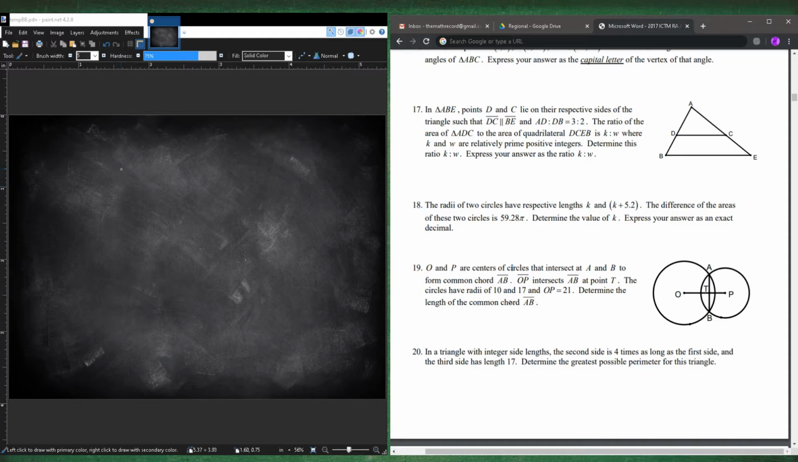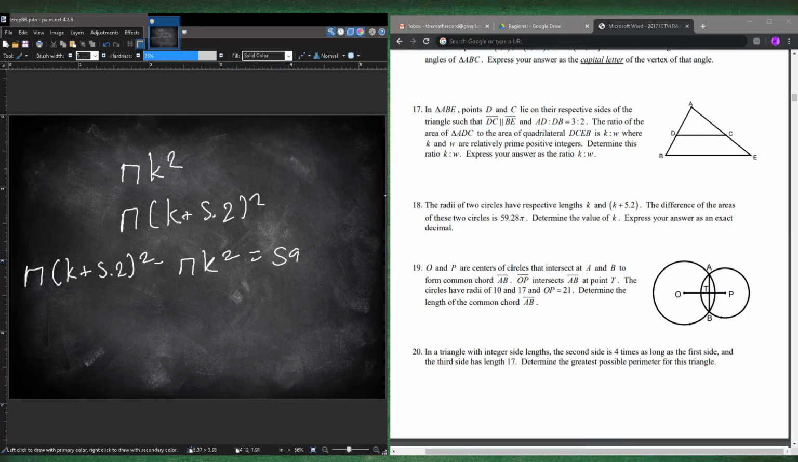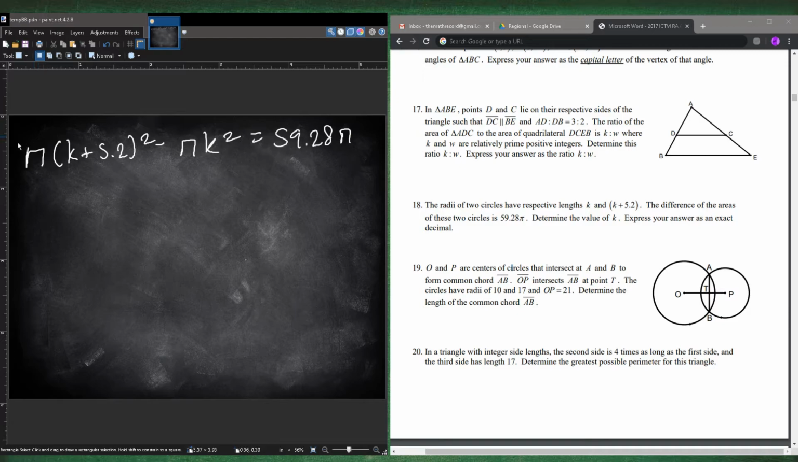So one of the radii is k, so it's just pi k squared. The radius of the other circle is k plus 5.2, so the other area is pi times (k plus 5.2) squared. Okay. And they say the difference of these two areas is 59.28 pi. So we have pi (k plus 5.2) squared minus pi k squared is equal to 59.28 pi.